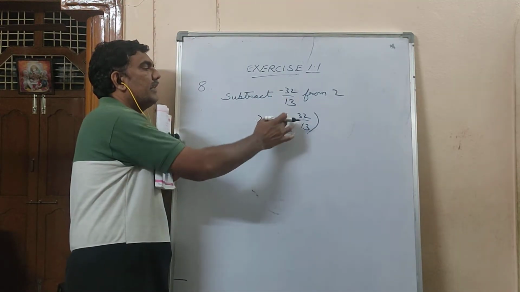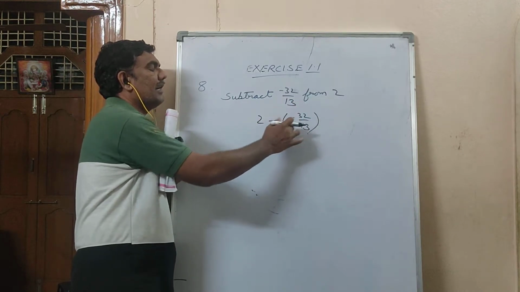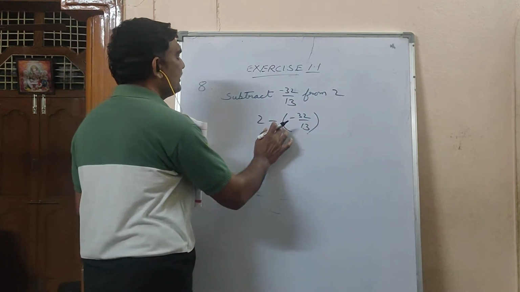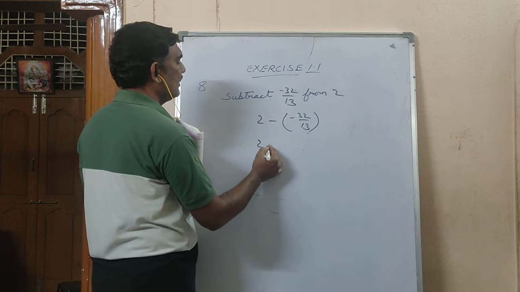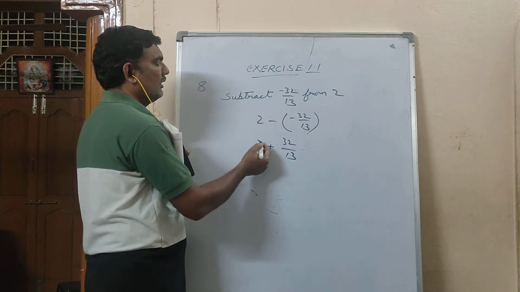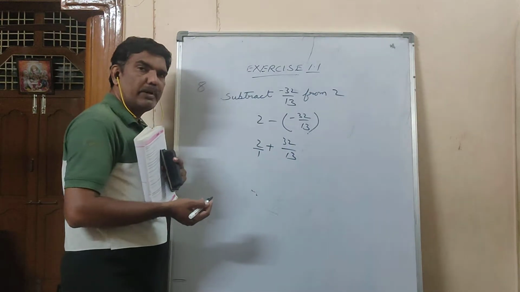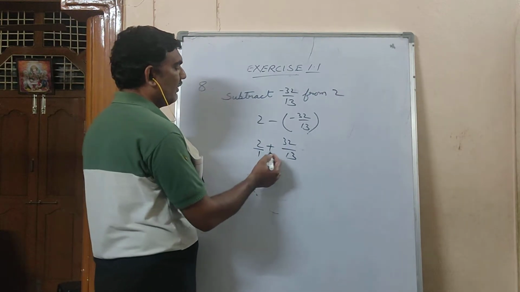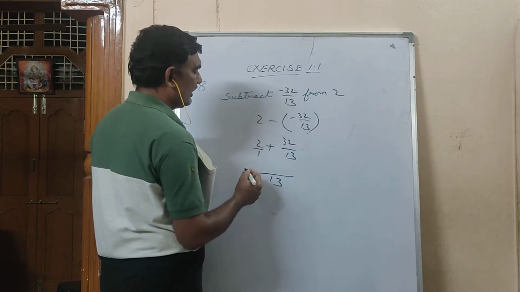Since it is minus and you have to do subtraction, you have to enclose it in brackets. Brackets means multiplication, minus times minus is plus. So 2 plus 32 by 13. 2 is a rational number, you can write it as 2 by 1. For 1 and 13 the LCM is 13 only.